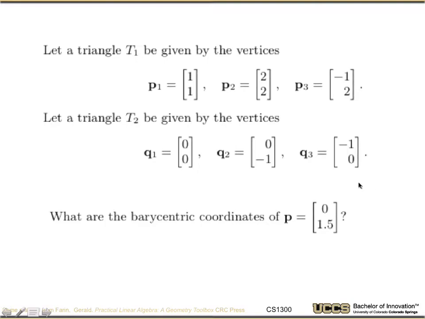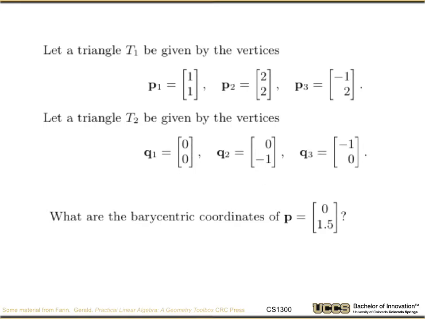Let's start with the triangles T1 and T2 given by these elements and compute what are the barycentric coordinates of the point 0, 1.5 with respect to both of these triangles. So we're going to do 2 different problems. Pause the video now, work through what all of those are going to be, and see if you can figure out the barycentric coordinates in both the first triangle T1 and this triangle T2.